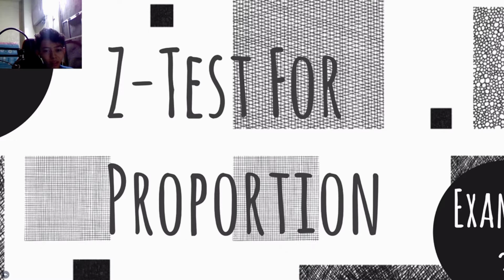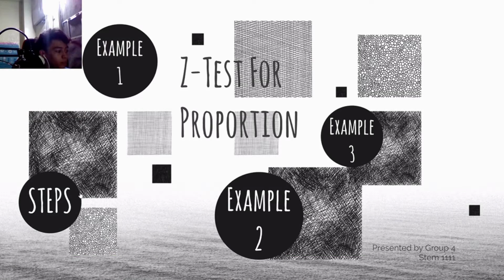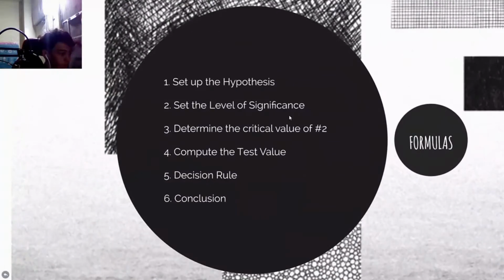Hi guys, it's me Ivan Canlas, and I am going to show you how to solve the z-test for proportion in statistics and probability. Before we get into the problem, let me show you the steps. Step 1, set up the hypothesis. Step 2 is set the level of significance. Step 3 is determine the critical value. Step 4 is compute the test value. Step 5, decision rule. And step 6 is conclusion.